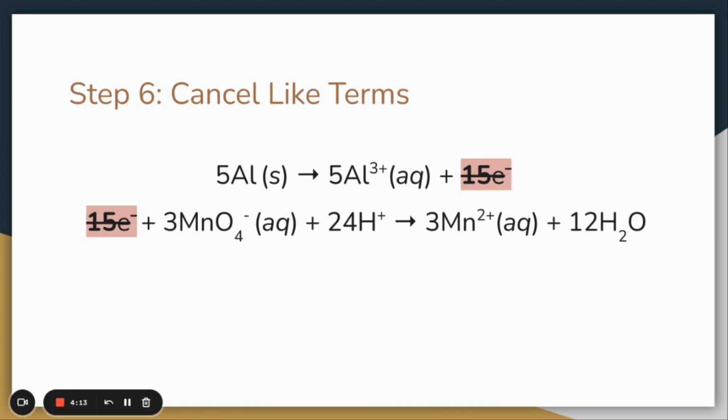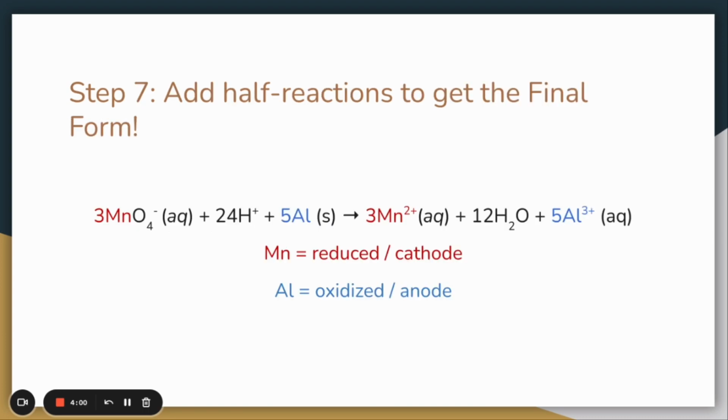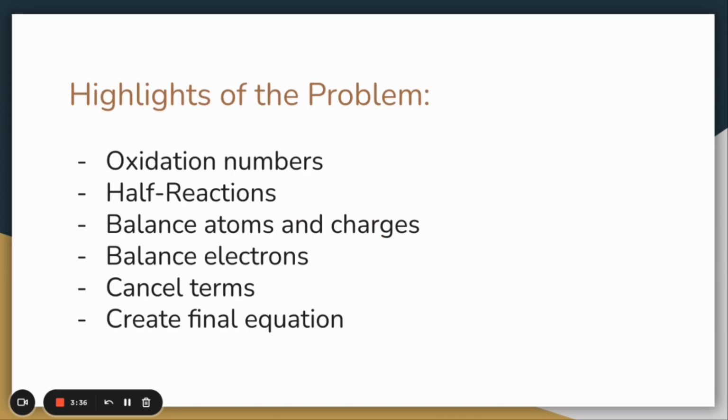In the second to last step, cancel all similar terms. The only similar term in both reactions that are on opposite sides of the arrow are the 15 electrons, so those get cancelled out. Everything else is kept. The final step is to just combine everything from the 2 half reactions to get one final reaction. The final reaction is 3 MnO4- plus 24 hydrogen ions plus 5 aluminum solid going to 3 manganese 2+ ions plus 12 water molecules plus 5 aluminum 3+ ions, with the manganese being reduced and the aluminum being oxidized.